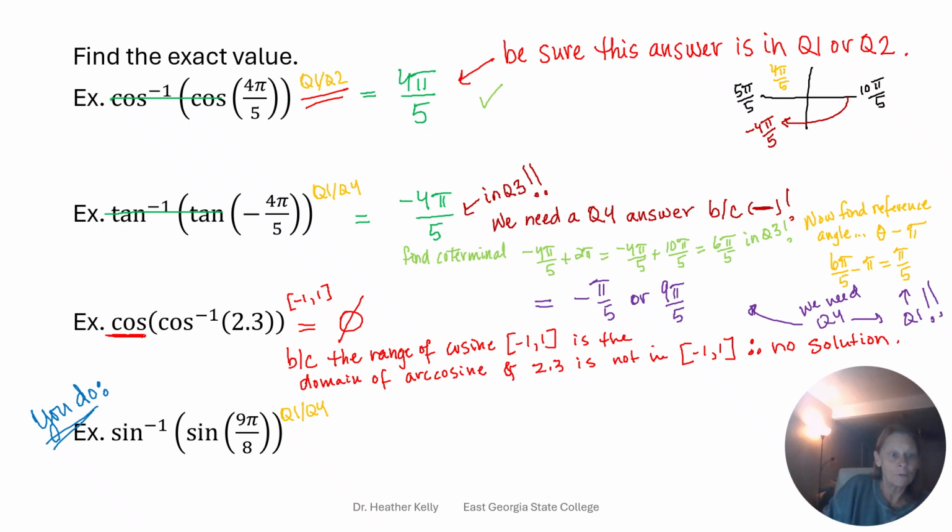Well, at first inspection, when we cancel these out, we're left with 9 pi over 8. All right. Let's figure out what quadrant 9 pi over 8 is. This is 8 pi over 8, so this would be 16 pi over 8. So it looks like 9 pi over 8 is in quadrant 3. And we need, in this case, a quadrant 1 answer.